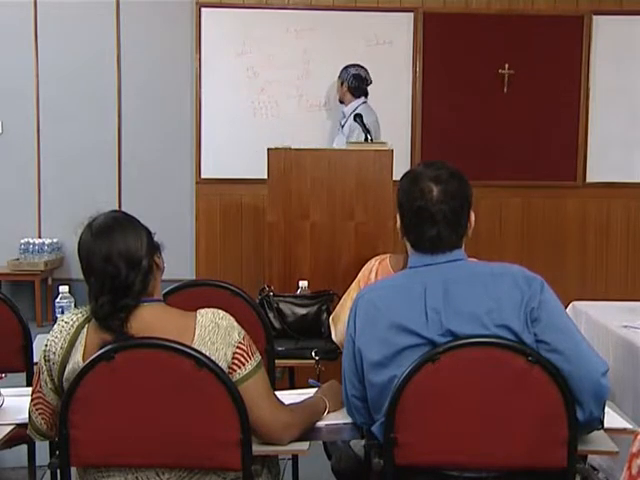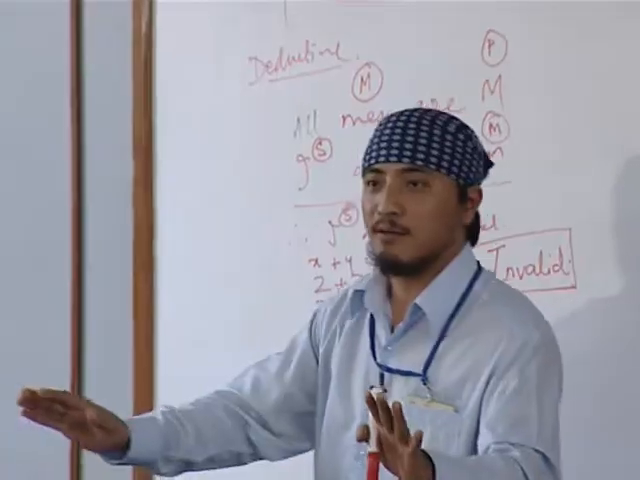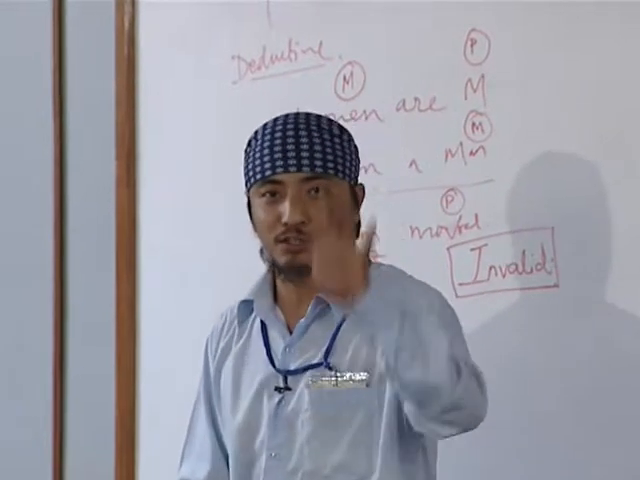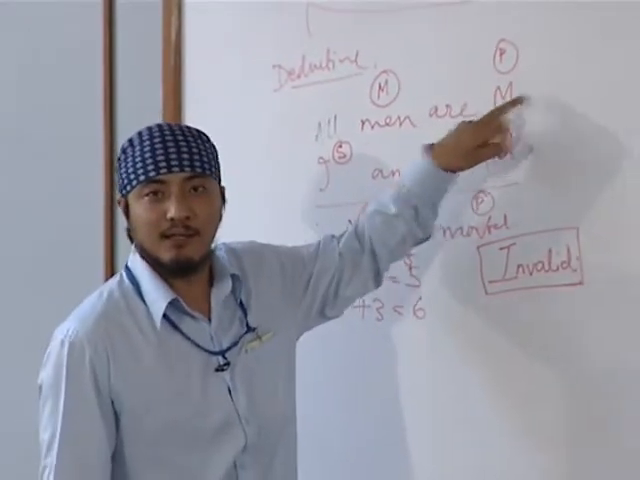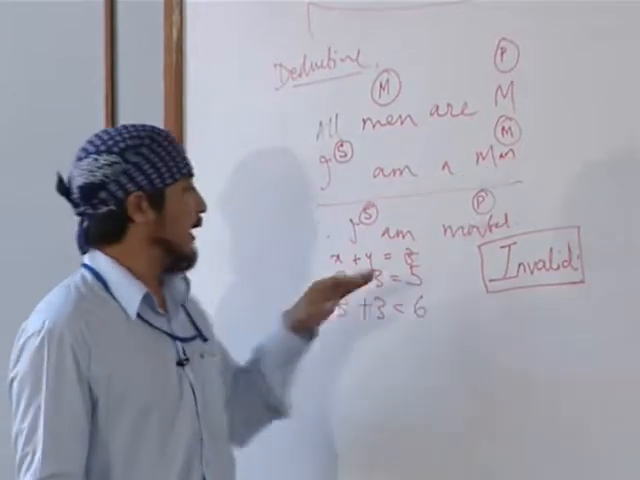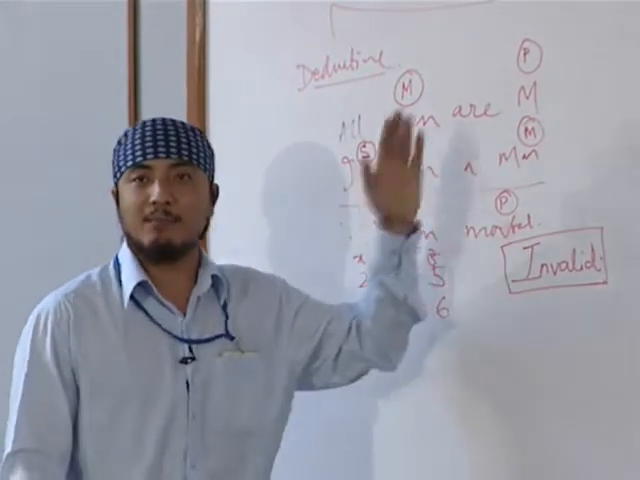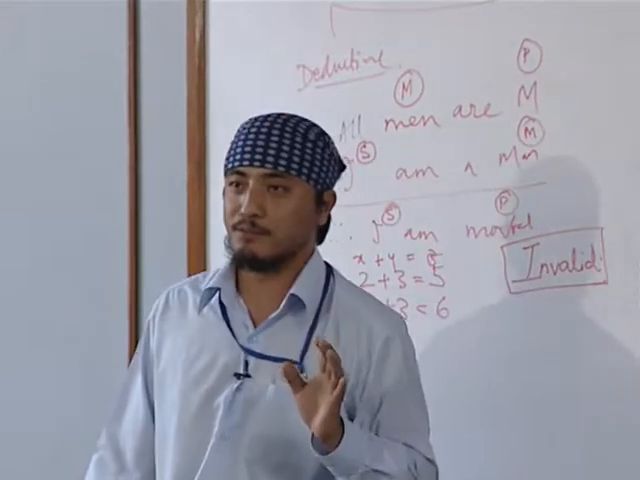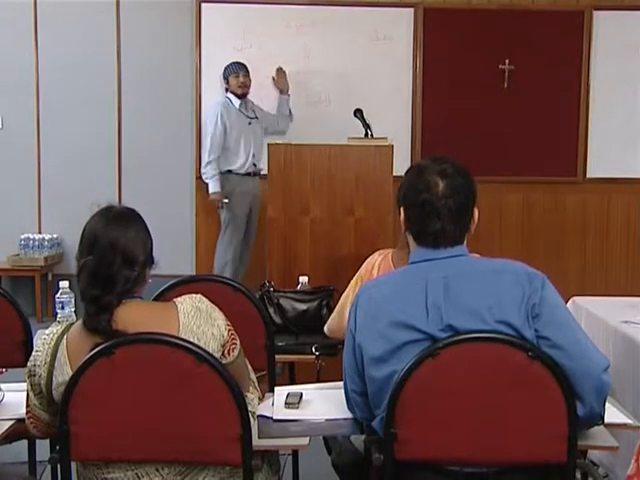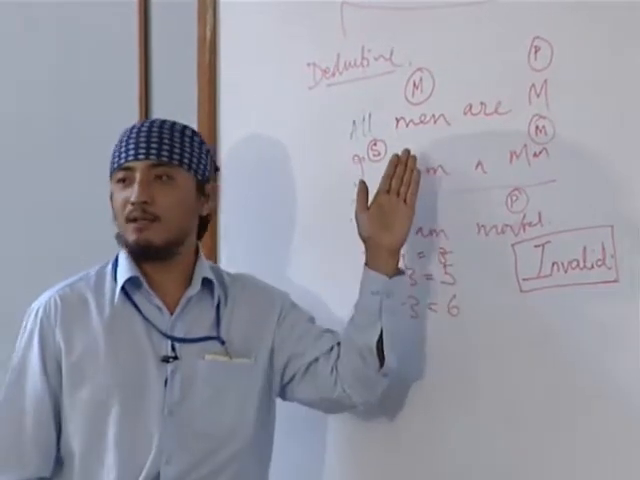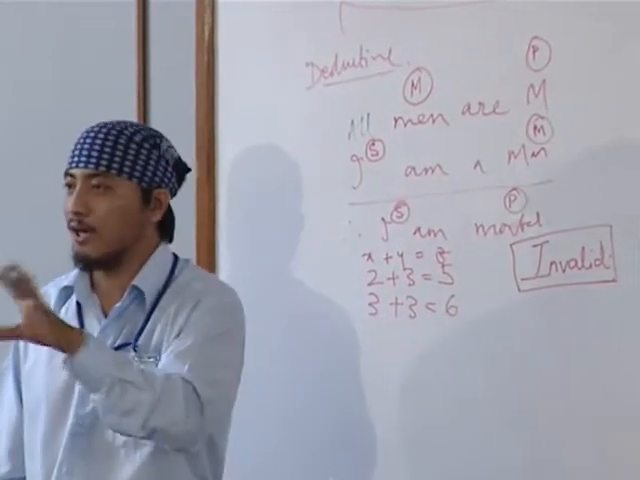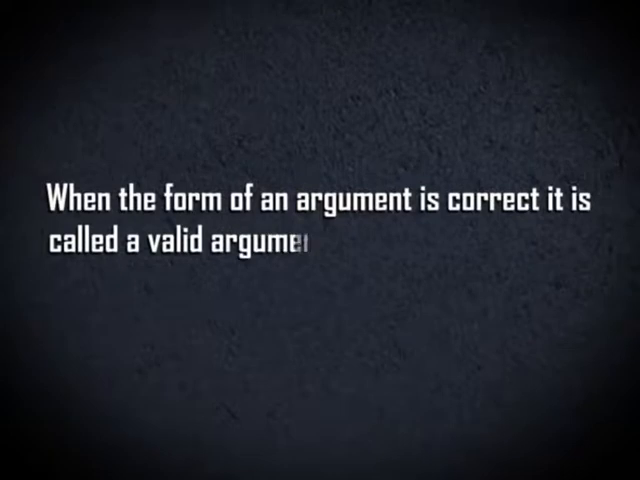What are you doing here? You are saying, whatever is the content, I don't care. I am just interested in replacing these constants, that is your content. For example, the content here is men, mortality, I, mortality, man, and I, and mortality. But I am replacing all this, I, mortality, men, with variables. So I am in fact not at all concerned with the content of the argument. I am only concerned with the form of the argument. And when you are concerned with the form, and if your form is a correct form, then this correct form is called a valid form.